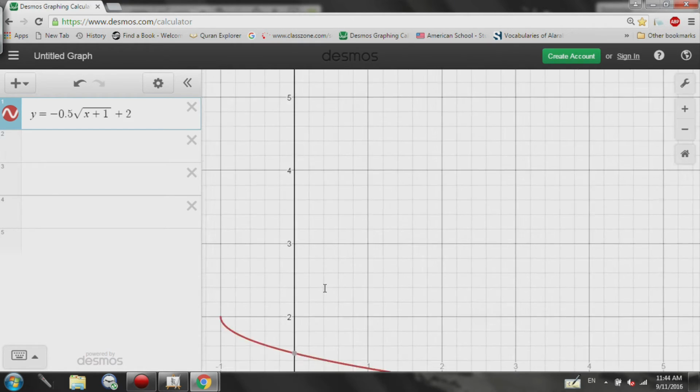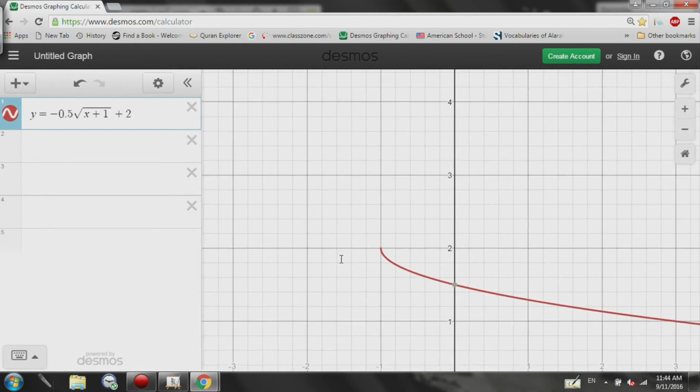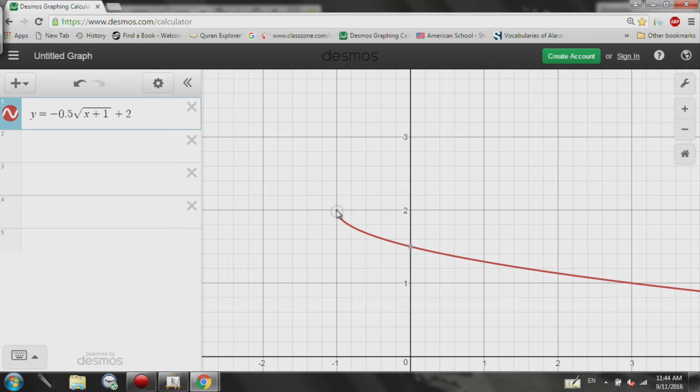Let me zoom in a little bit here. Trying to get that point, capture that point. Okay, well, let me do it. Come on now, could be here. -1, 2. So that's the sort of vertex, right?